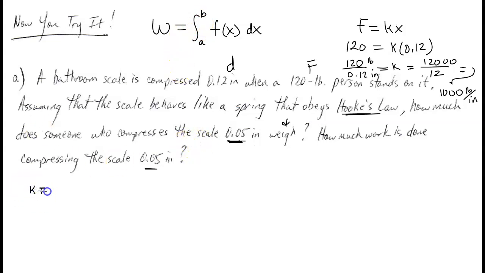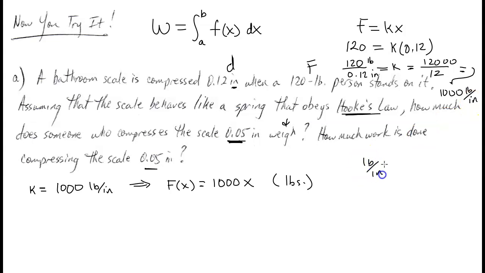So we'll take that and say, since k is 1,000 pounds per inch, our function, we'll call it big F of x, is just going to be 1,000 times x. And this unit will be in pounds, and we know that because x was given to us in inches. If we have pounds per inch times inches, the inches reduce to 1 and we're just left with pounds.